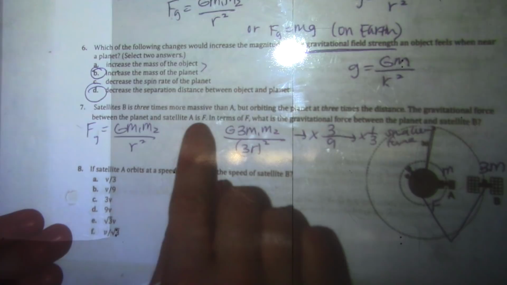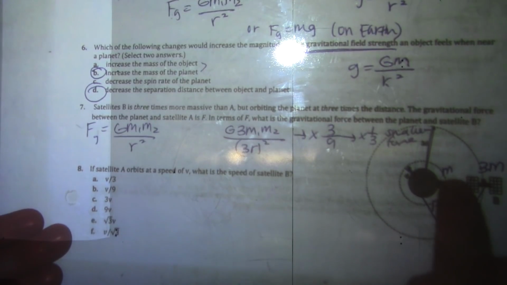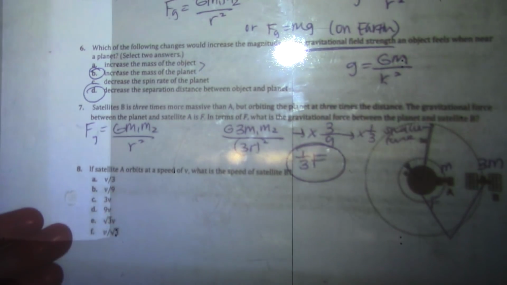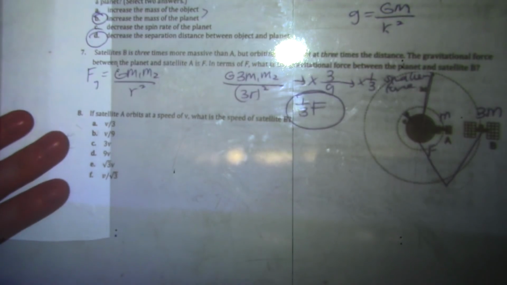Well, the old force is F, right, because we're comparing it to just M and D, so then that's 1/3 the old force. Satellite A orbits at a speed of V. What is the speed of satellite B? So first of all, satellite speed, that's talking about orbit, so this is square root of GM over R.